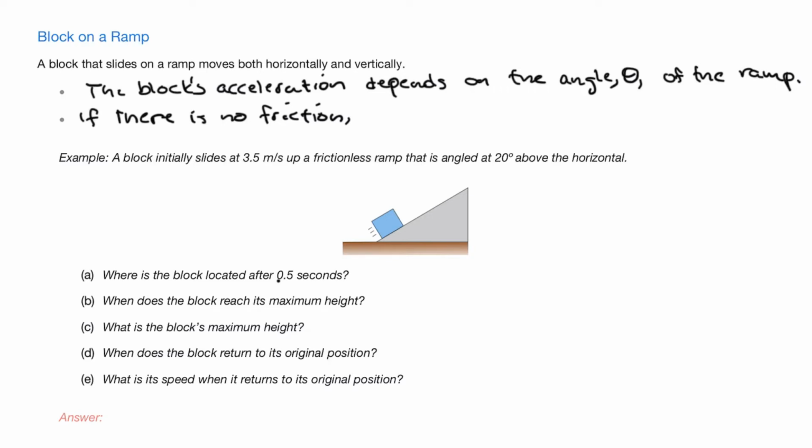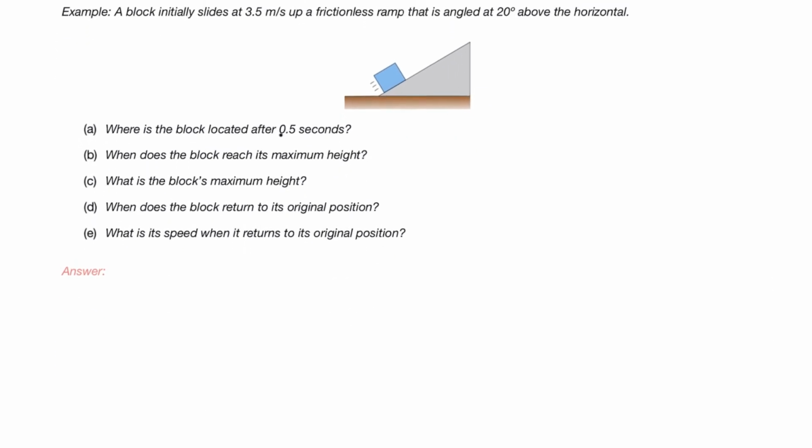If there is no friction acting on the block as it slides up and down the ramp, then we know the size of the block's acceleration. The block's acceleration has a magnitude of g, which if you remember is 9.8, times sine of the angle. We'll use that in just a second as we solve this problem. We will learn where this value of g sine theta comes from in a future chapter. So let's look at this example.